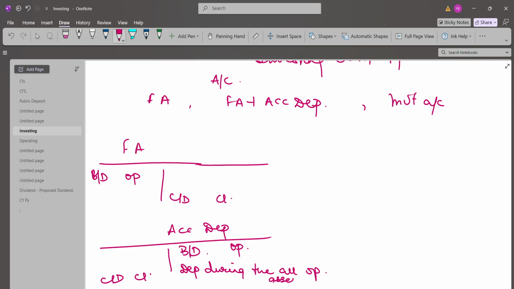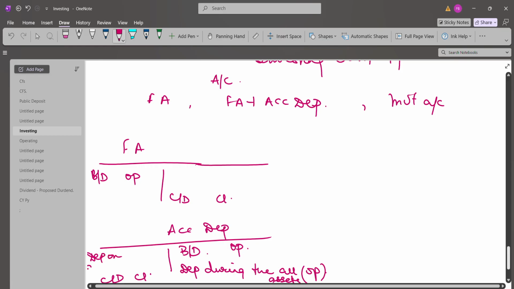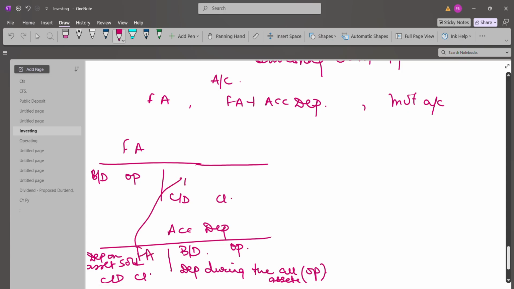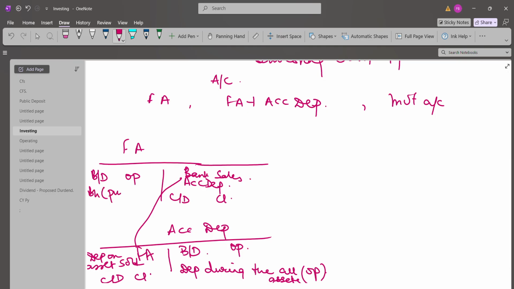Hint, I have written operating one. And here we have depreciation on assets sold by us. This goes to the fixed asset account. In fixed asset, this comes as accumulated depreciation. What decreases our asset is bank sale, and what increases our asset is bank purchase. Profit comes here if we have it, and loss comes on the credit side.